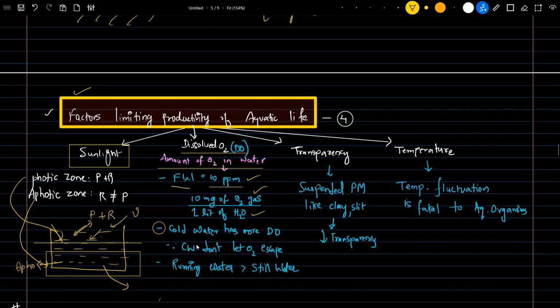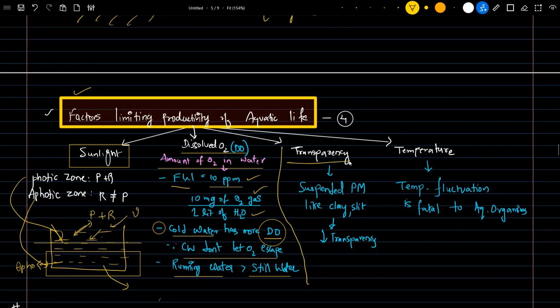Now let's understand how dissolved oxygen differs in cold water and warm water. Cold water has more dissolved oxygen. The simple reason is that it is difficult for oxygen to escape from cold water, hence cold water accumulates more oxygen than warm water. Similarly, running water will have more dissolved oxygen than still water.